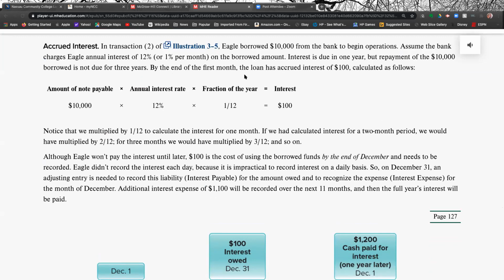Right? So how much is 1 month's worth of interest? 1 month's worth of interest is $10,000 times 1%, or $100. Now again, don't get hung up on the math so much. Just try to understand the concept of what's going on.